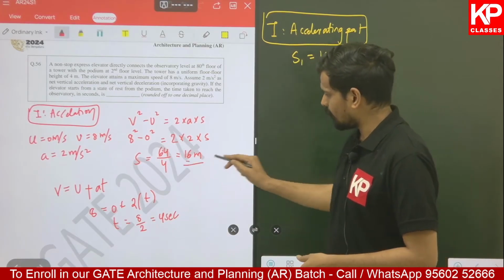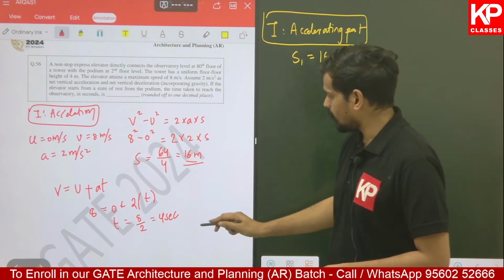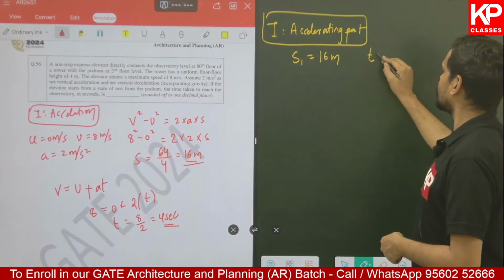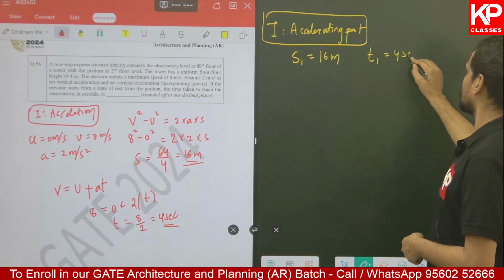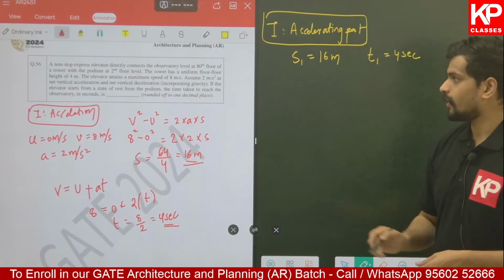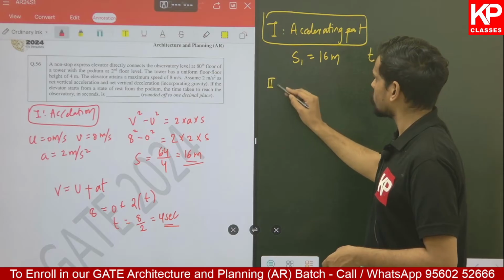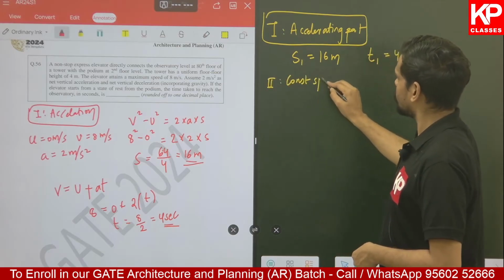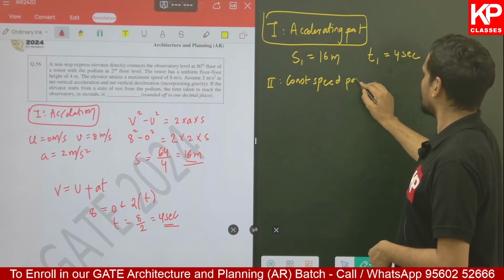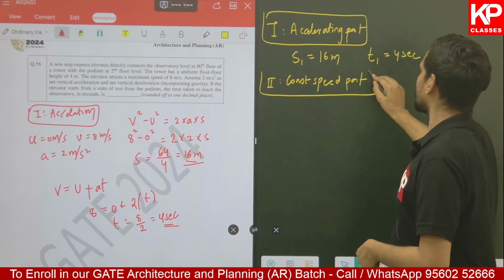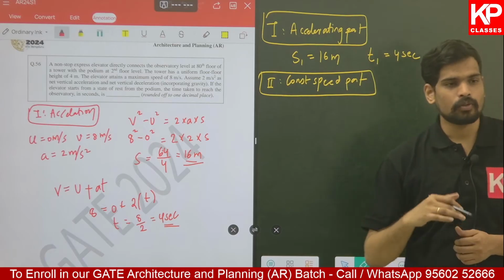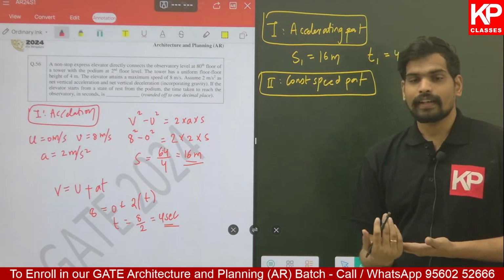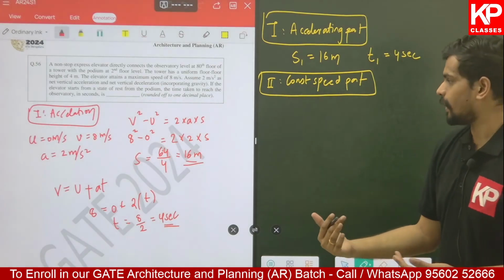The distance covered in the accelerating part is 16 meters. The time taken is 4 seconds. So let me write the time taken, T1, as 4 seconds. That's about the accelerating part. If you look into the second portion, there is a constant speed part. For that constant speed part, you will come to know the distance once you solve the decelerating part.